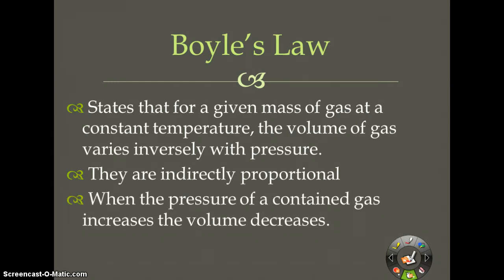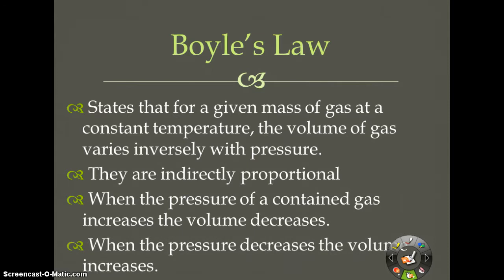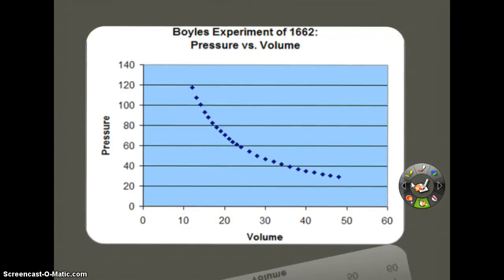So when the pressure of a contained gas increases, the volume is going to decrease, and when the pressure decreases, the volume is going to increase. So they are inversely or indirectly proportional. So if we look at a graph, you can see that as the pressure increases, our volume would be going down. This graph has the volume increasing, and as we increase the volume, our pressure is decreasing.